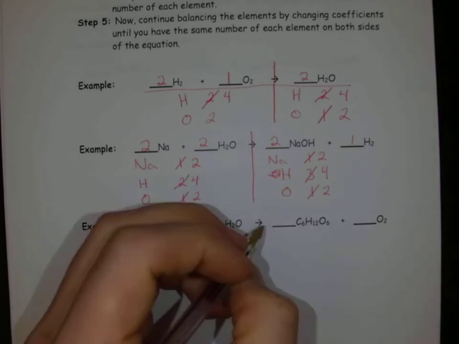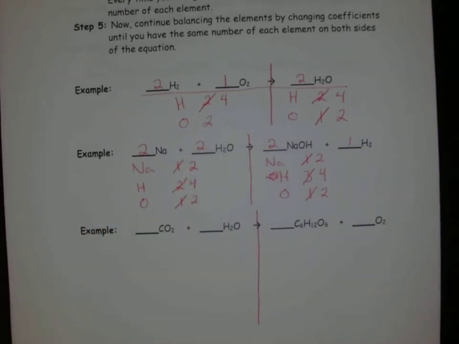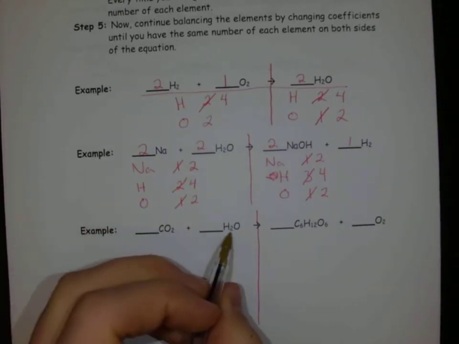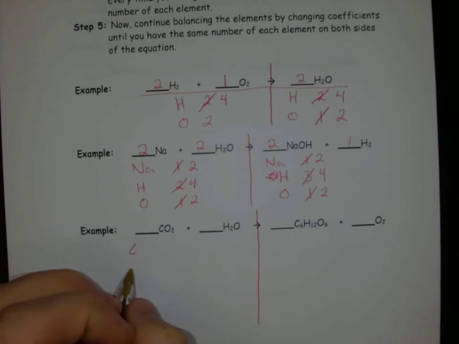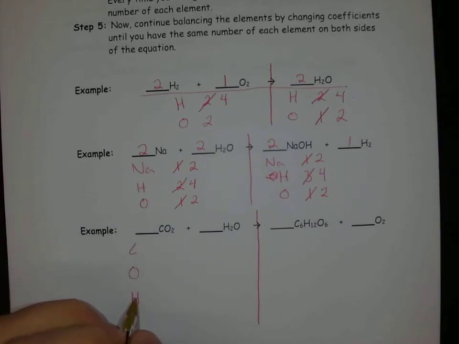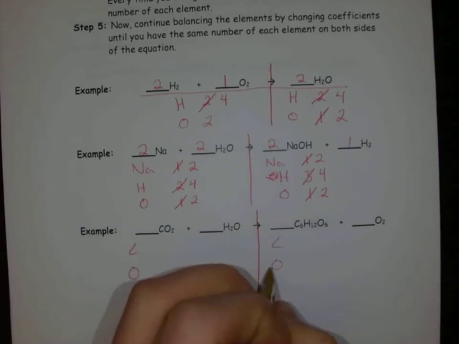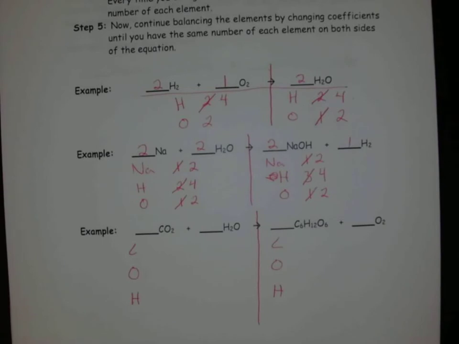But now let's look at this. We're going to split it into two. We have carbon, oxygen, and hydrogen here. So carbon, oxygen, and hydrogen on each side.